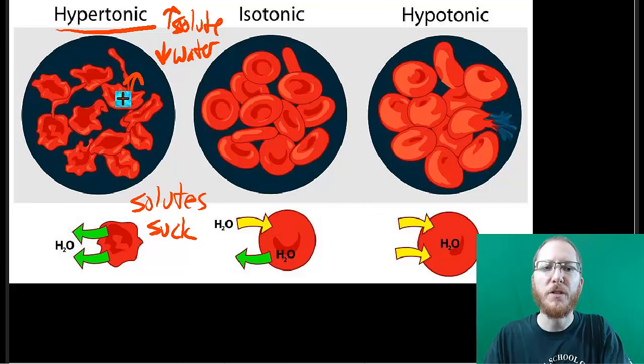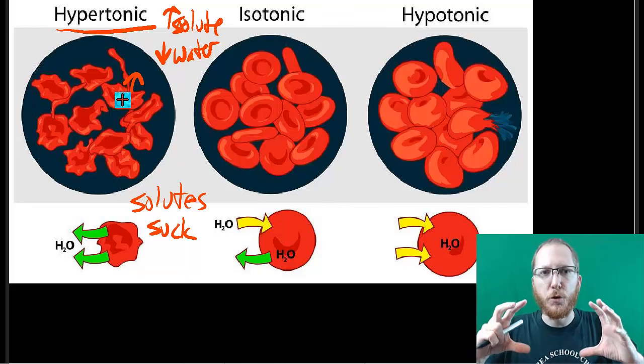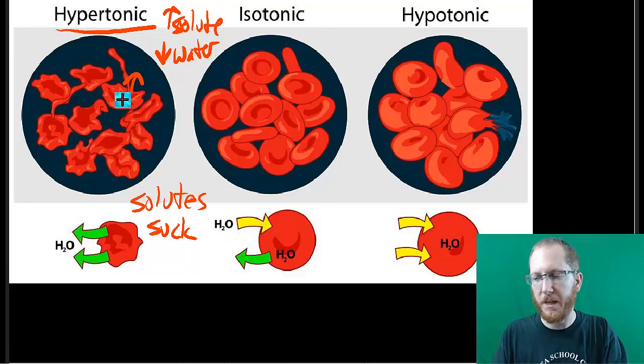So these cells are losing water and they're undergoing what would be called plasmolysis or crenation, depending on where they're at. But it's basically this idea of shriveling, and that can kill a cell pretty easily.